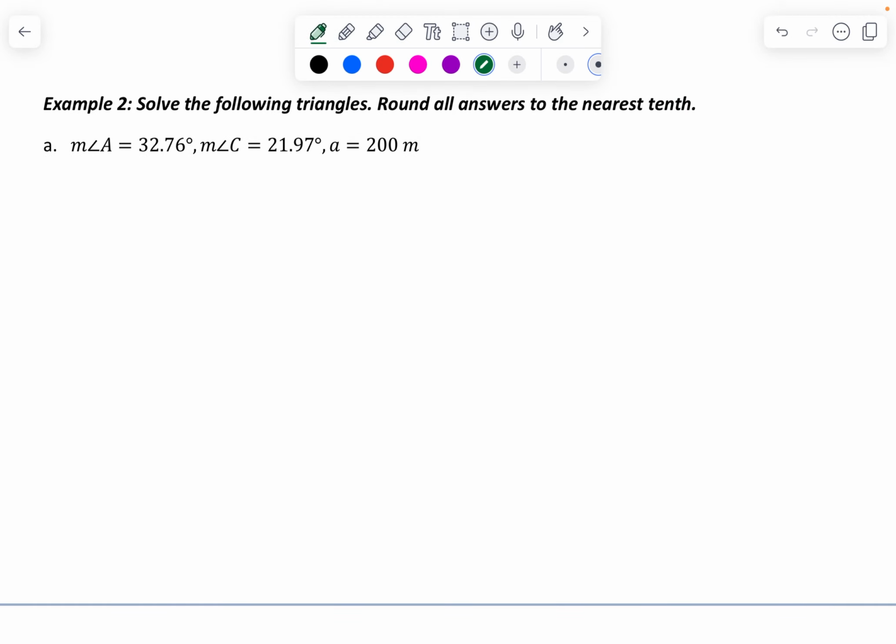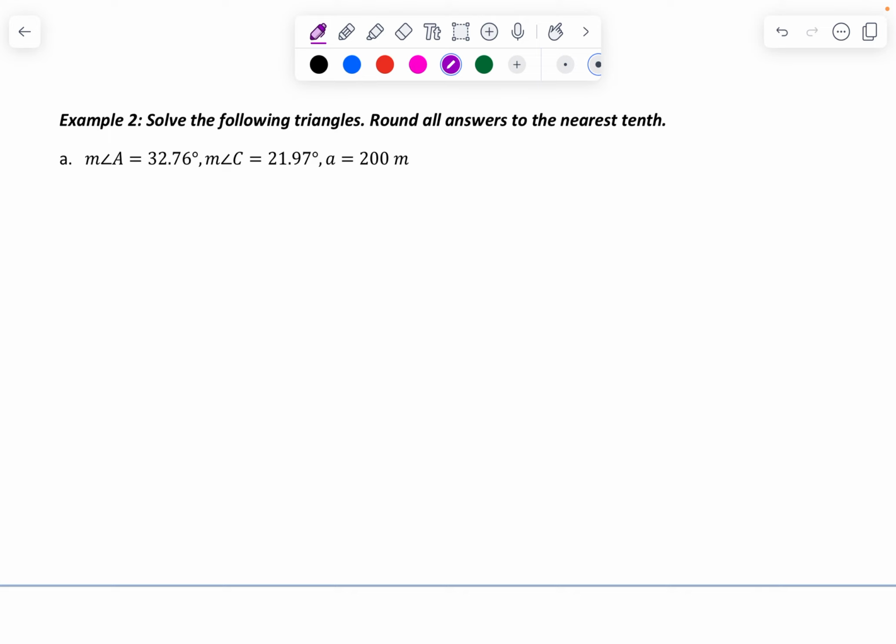Okay, so you just watched the video about how to apply the law of sines. I'm going to walk you through example 2. We have 3 sections of it, and we're going to walk through all of it. With example 2, letters A and B are asking us to solve the following triangles, and we're going to round all our answers to the nearest tenth.